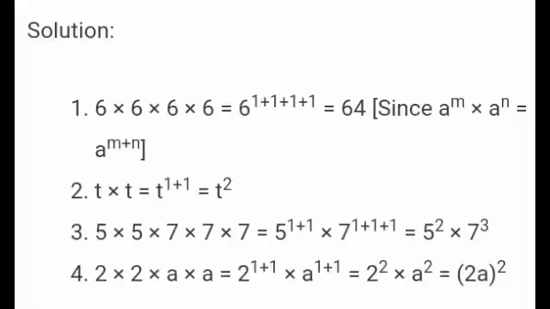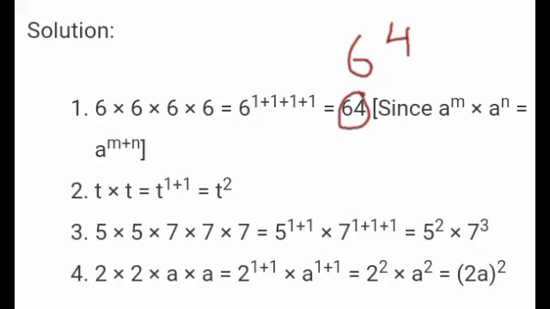Students, listen to the solution. First one, 6 into 6 into 6 into 6. The powers are 1. 6 power 1 into 6 power 1 into 6 power 1 into 6 power 1. Using the product rule, the base is equal, so we can add the powers. So, the answer is 6 power 4. Second also same like that. T power 1 into T power 1 equals T power 2.